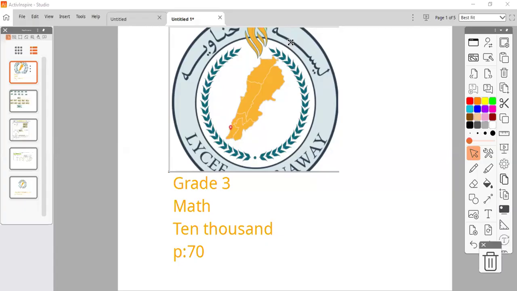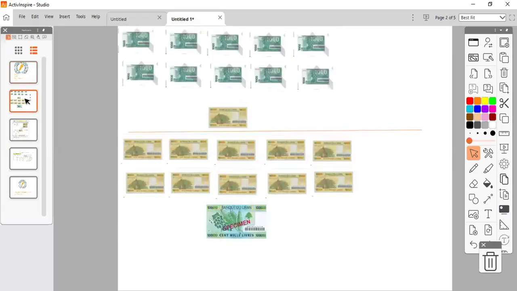Today, we will start with a new lesson, which is 10,000. First of all, let's see together what 10,000 means. Here, I prepared a group of money, as you see, the Lebanese 1,000. So when we have 10 of the 1,000, 1, 2, 3, 4, 5, 6, 7, 8, 9, 10, 10 from the 1,000, we get this one, which is the 10,000. So each 10 1,000s give me 10,000.